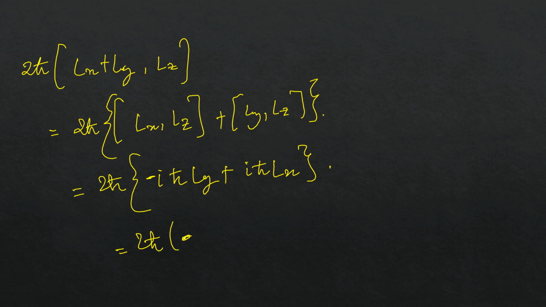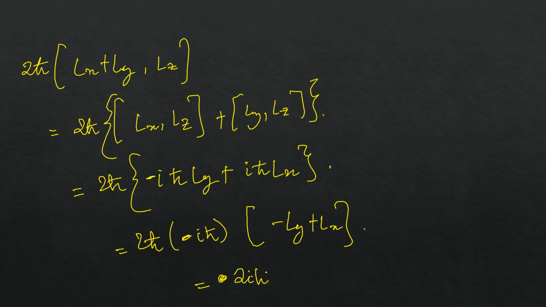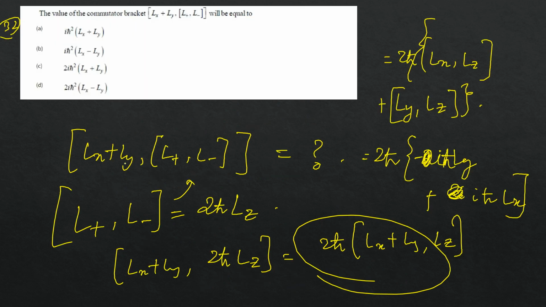I'll take iħ out. So it will become minus Ly plus Lx, times 2iħ squared. Okay, this should be the answer. Right? This is just a bracket, don't think this is a commutator again. This is a bracket. So this should be option B.